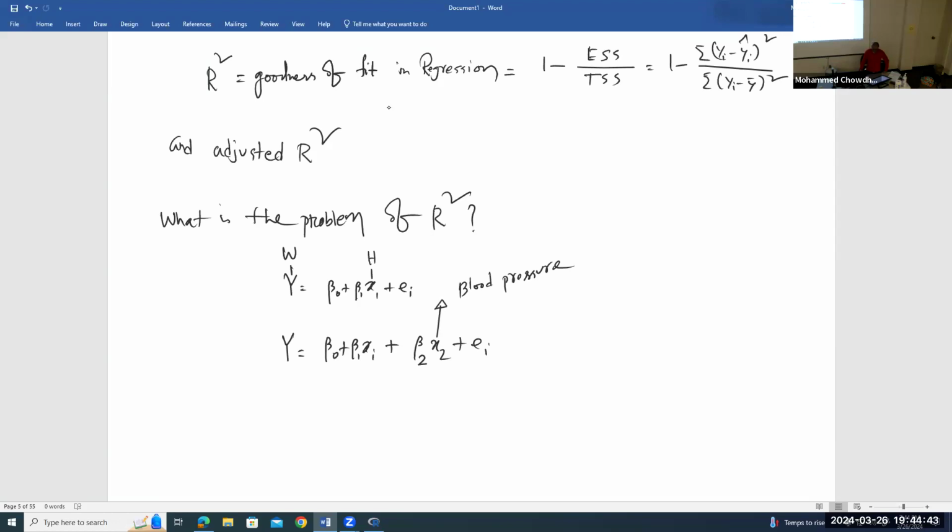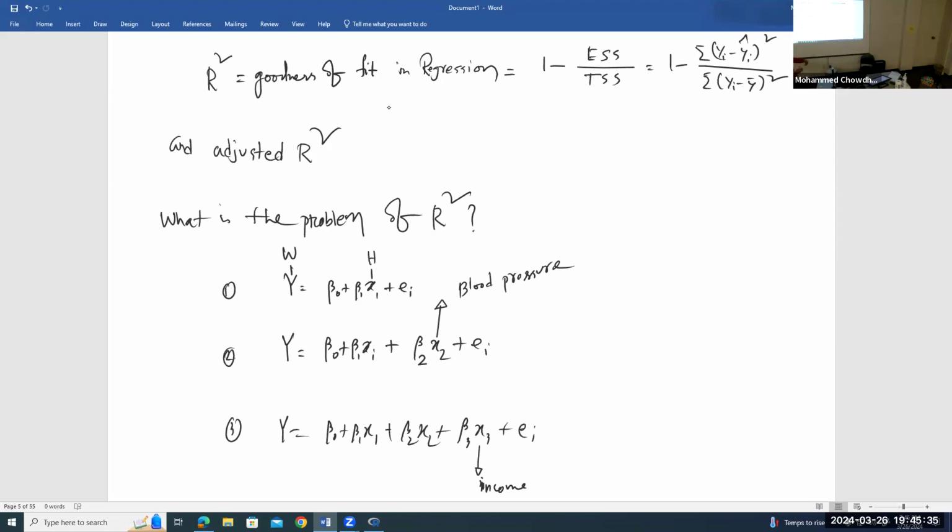I can add another irrelevant variable for the weight. This is the first one, this is the second one, this is the third one. Yi equals beta 0, beta 1 x1, beta 2 x2, and now I want to add beta 3 x3 plus ei. Suppose this x3 is my income. I am predicting weight from the income. Are you understanding? The two variables that I have added do not make sense. They are irrelevant variables, right?